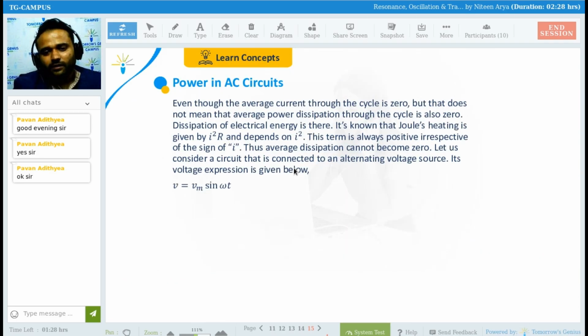Power in an AC circuit. We will discuss this after a break. I need to take a break. Read this.